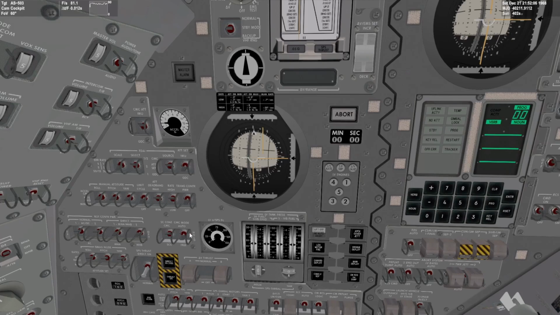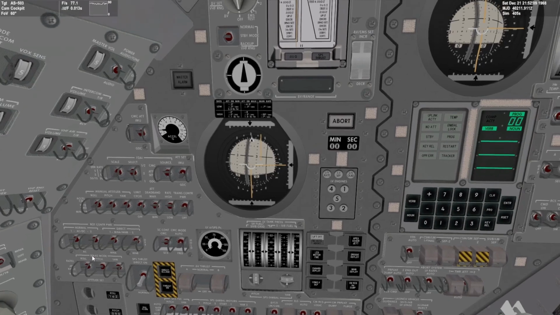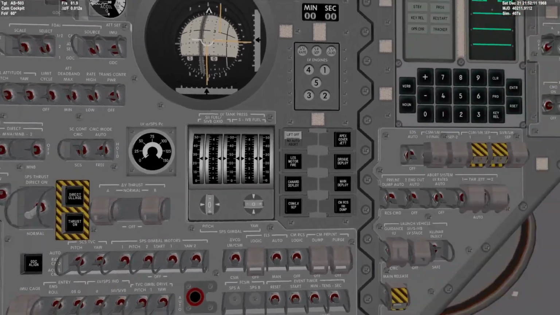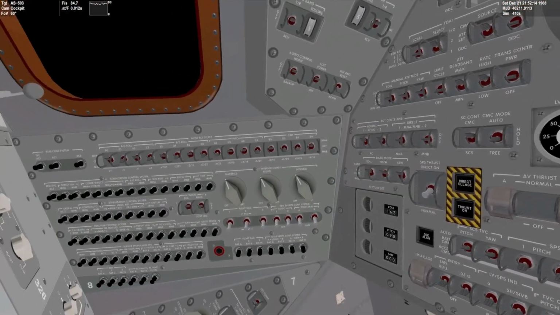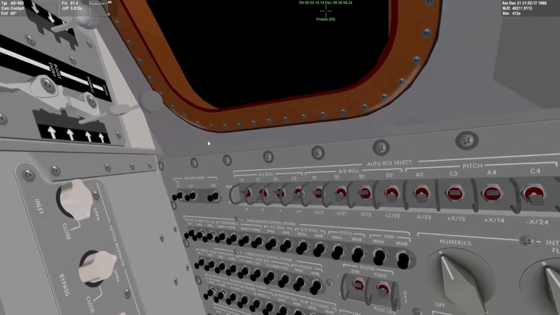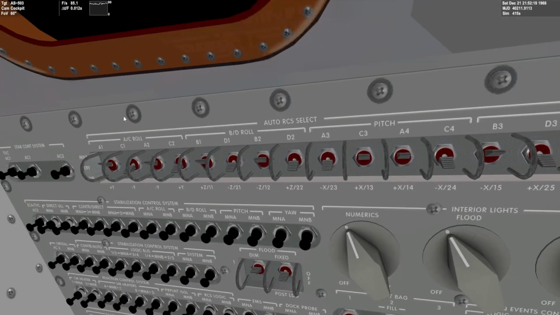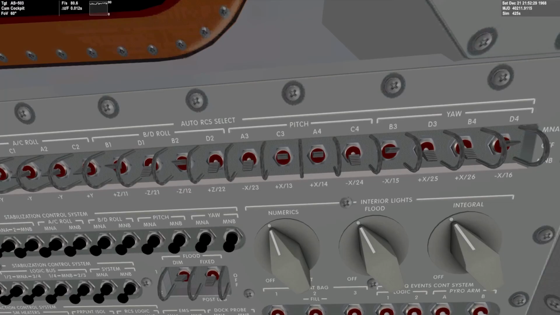So first thing is switch us to CMC free, ensure our BMAGs are in rate 2, and they are. We need to go ahead and turn our auto RCS switches to off. We need to set our AC roll to off, and then configure the rest of our switches as such. I believe I'm just following the checklist here. Okay.